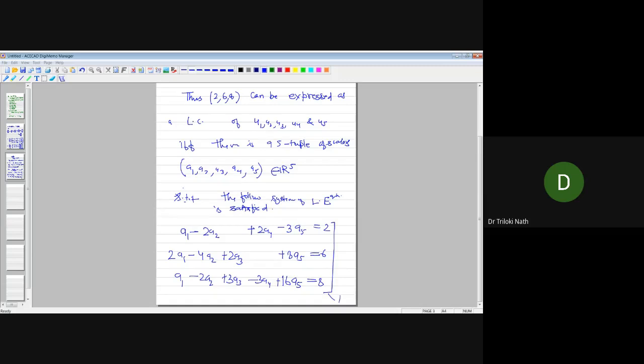Actually, this is the system. Let us call this a system of equations 1. The first one, let us call 1. The second one, let us call 2. And the third one, let us call the third equation. So all the time we will call the first equation as 1, second equation as 2, and third equation as 3. Okay. Now, from this system, we can eliminate.